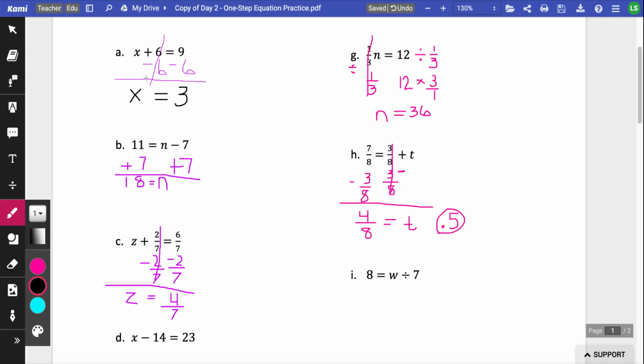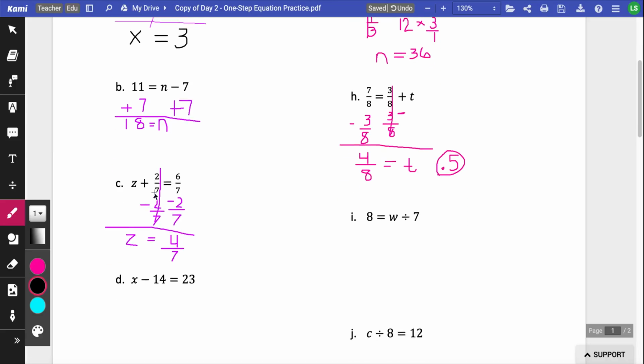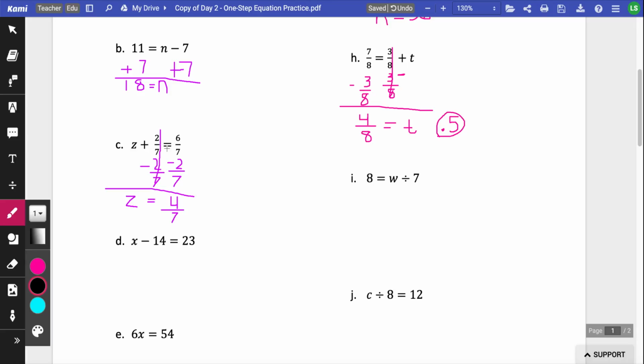In B, even though the operation was on the right side of the equation, I still need to isolate using inverse operations. So I'm going to add 7 on both sides, and I get a solution of 18 is equal to n. Okay? In C, we have fractions involved, but it's still the same process.